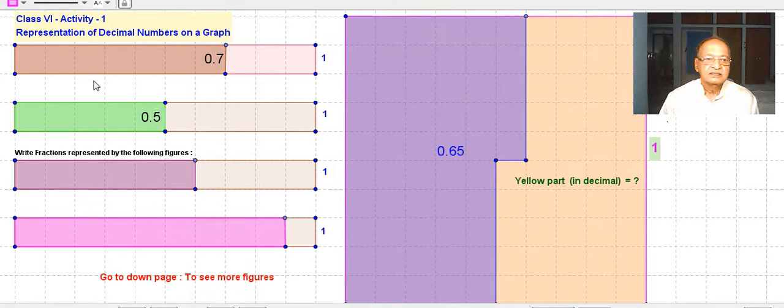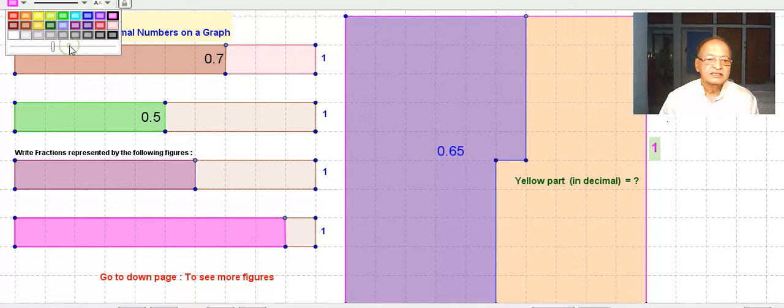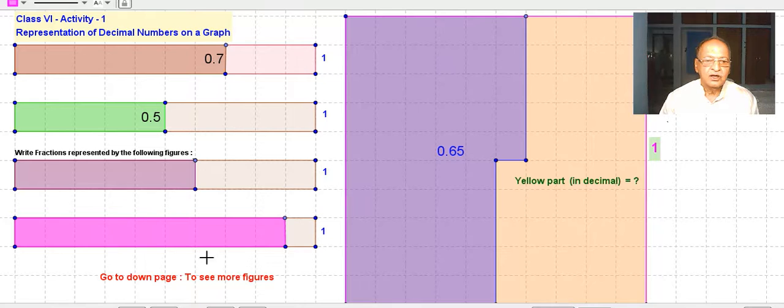In this, check it and make it a little darker. Now, out of 10, only 1 is unshaded. This box is unshaded, so 9 boxes are shaded and 1 box is not shaded. So 9 boxes are colored out of 10. So 9 by 10 we can write, or simply 0.9 we can write it.